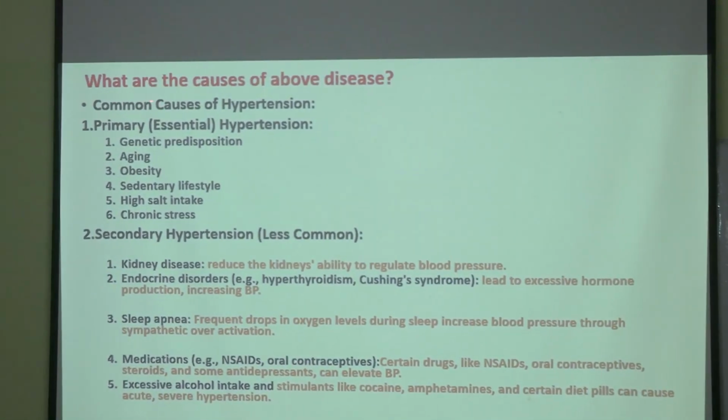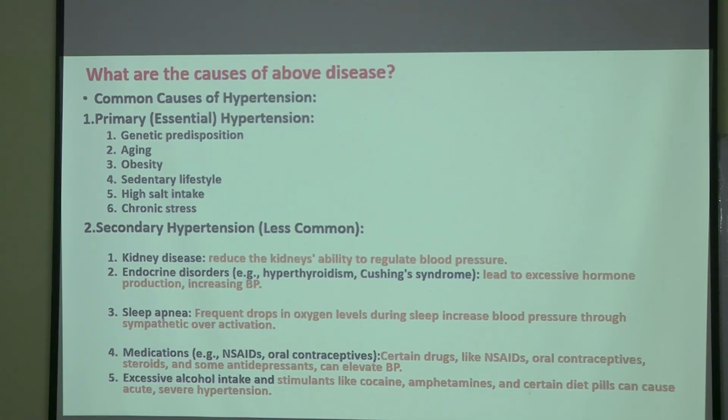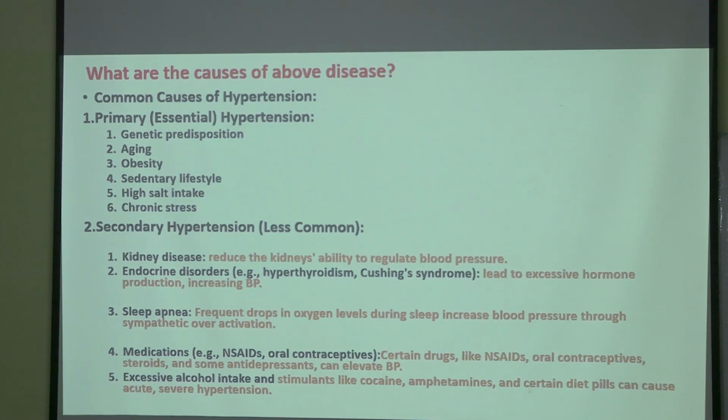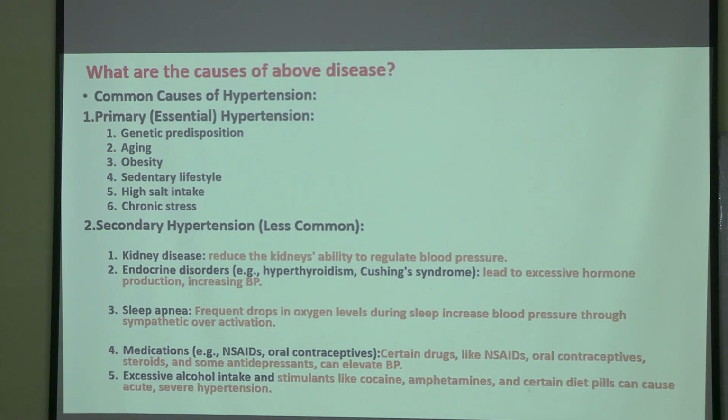Now, the next question is, what are the causes of the above disease? We have already mentioned there are multiple causative factors. Some are modifiable causative factors, some are non-modifiable factors. Here in this question, it is asked, based on the information given in the case, what are your observations? What are the causes of the above disease? Some factors are related to the development of essential or primary hypertension, and some are related to the development of secondary hypertension.